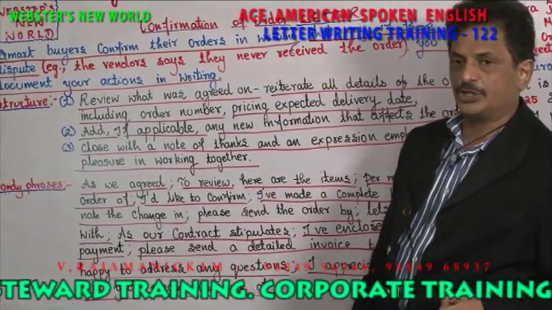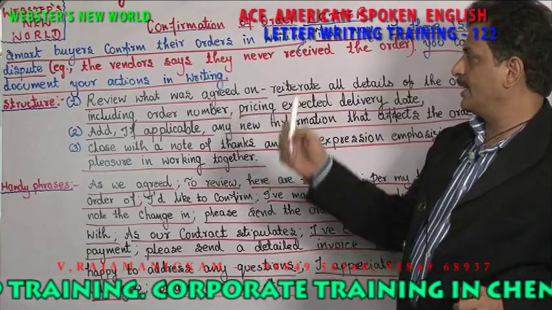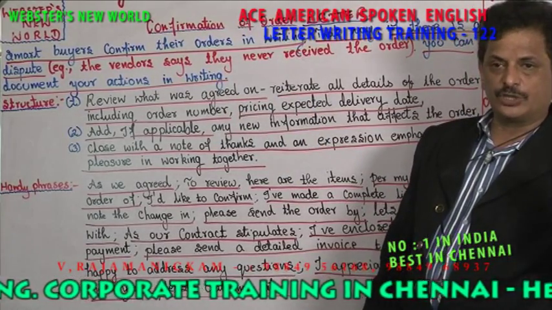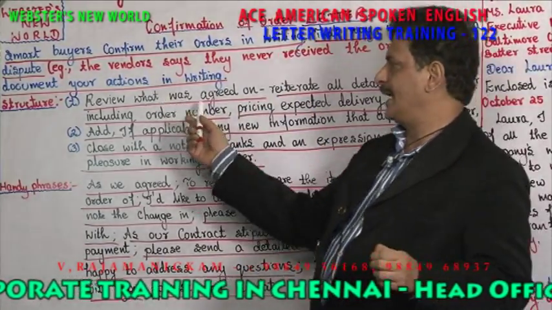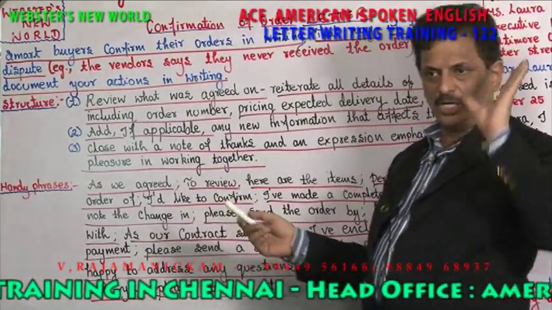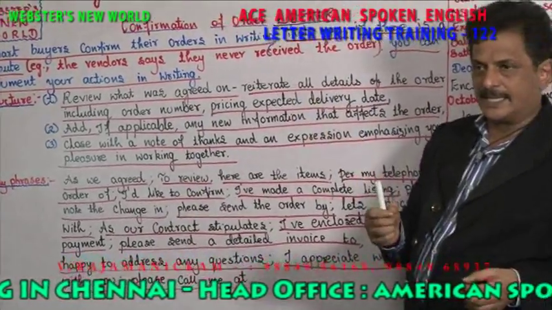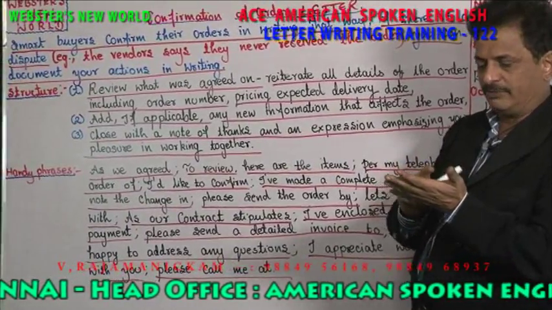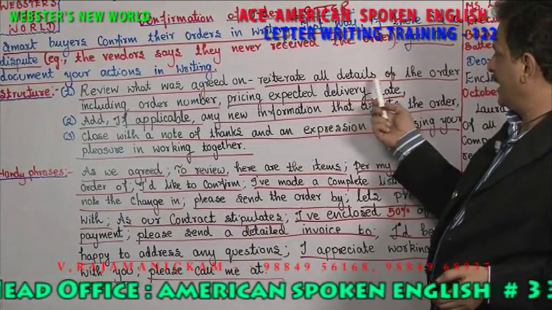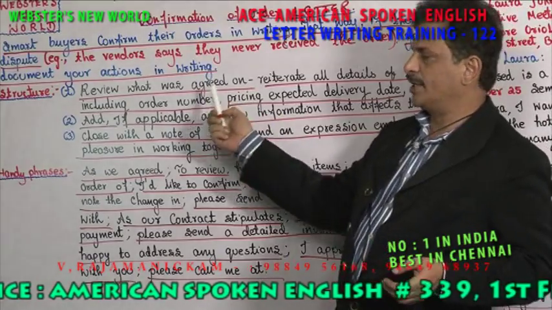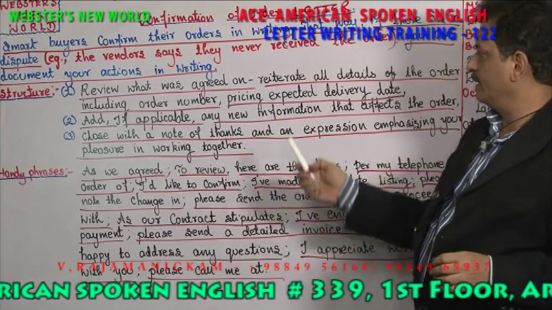The structure of the letter: review what was agreed on. Review means you have to tell what was agreed on. So between the supplier and the consumer, whatever was agreed, you have to write in the letter. Reiterate all the details of the order, including the order number. You have to tell the order number.